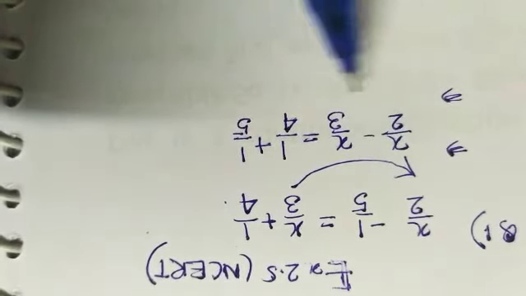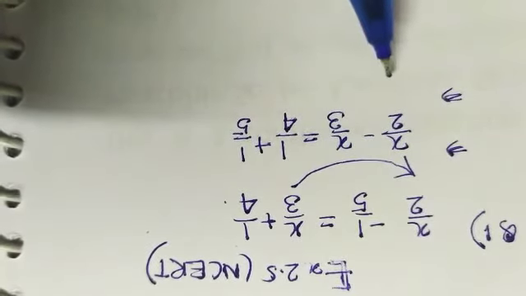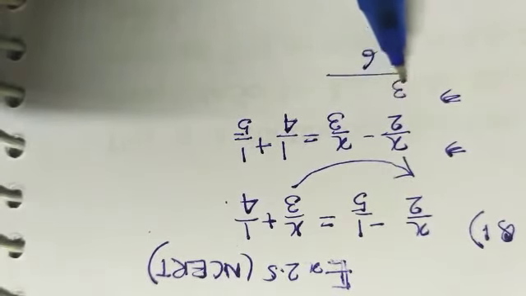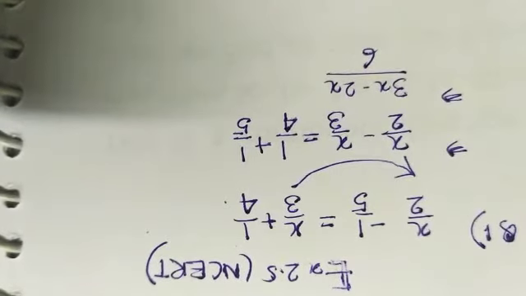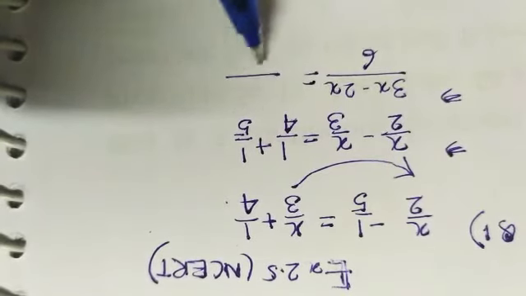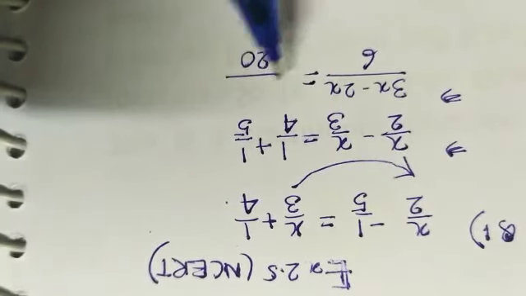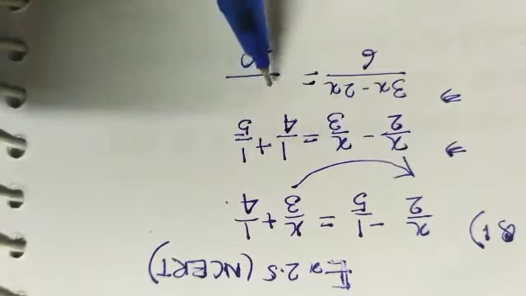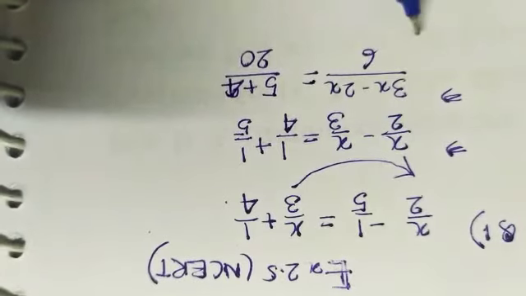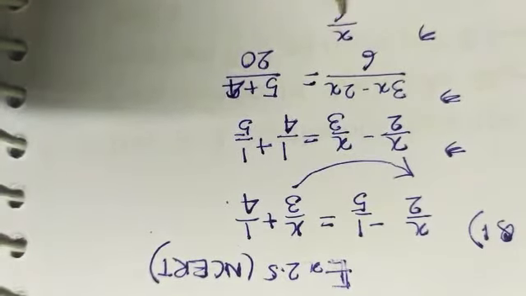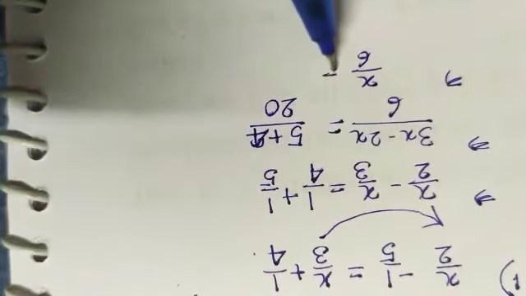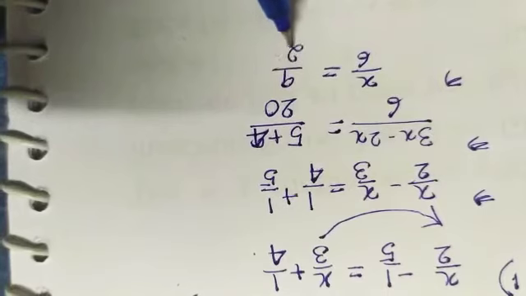Now we have to solve this part. Let's take the LCM of this, that is 6. So we have to multiply by 3 here, so 3x minus 2x equals, similarly we have to take the LCM here also. It will be 20. Now 5 4s are 20, so put it as 5 and keep it as 4 here. Ultimately we are getting x by 6 equals 9 upon 20.